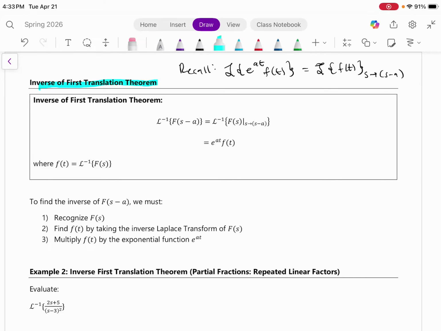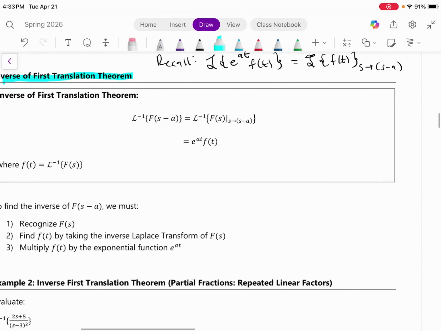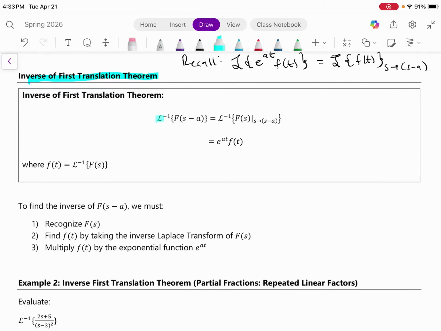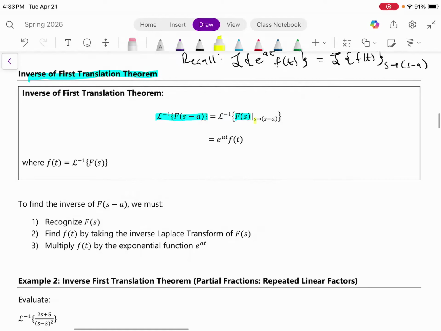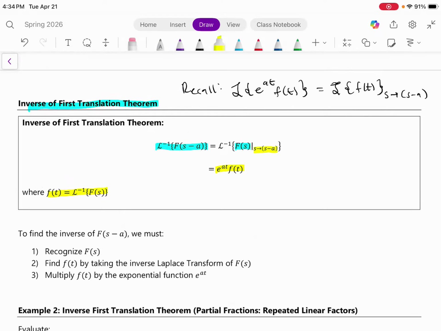So the inverse of this first translation theorem would be inverse Laplace of f of s minus a. What you want to do is break it down into just the f of s component and separate out the translation, the how many units you're shifting over. And so that would equal your original, your exponential multiple times your f of t. So f of t is just the inverse Laplace of f of s. So that's just the inverse translation theorem. So we're really just working backwards from the first translation theorem.